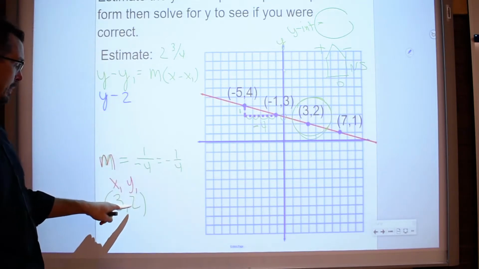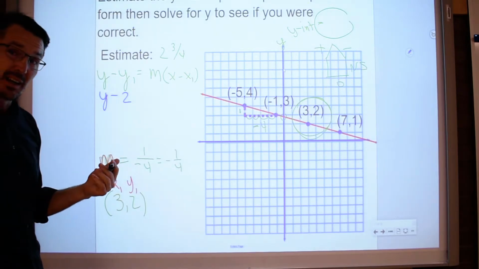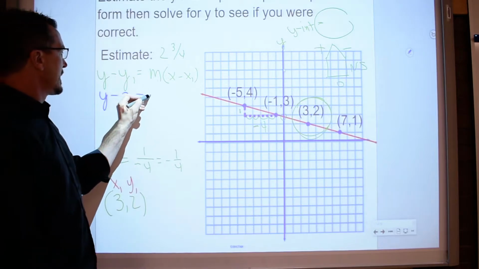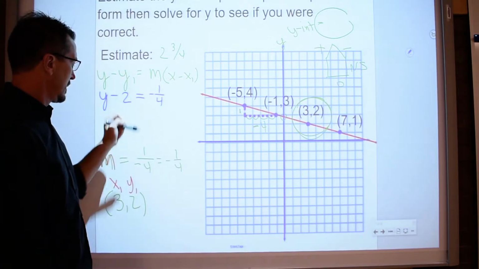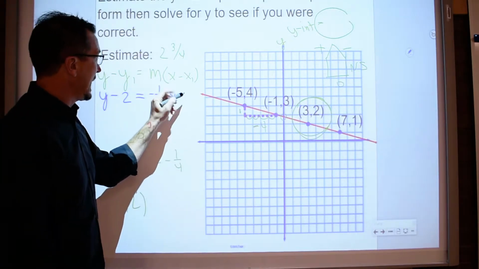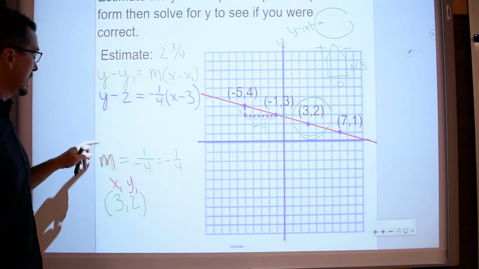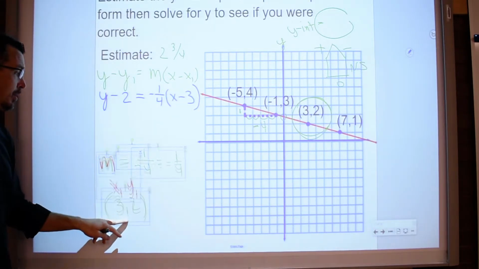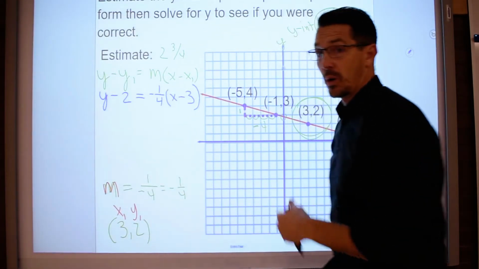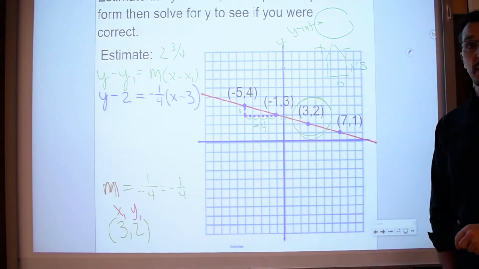And see, this is why I picked a positive number, so I don't have to worry about changing the sign. I could have picked any number. And then I say equals, and my m is -1/4. And then times x minus, and then I look at my x1, and it's 3. And there you have it. I have written an equation of a line in point slope form with what I had to work with. So that's why point slope form is so important, because I don't have a y-intercept that's clean.